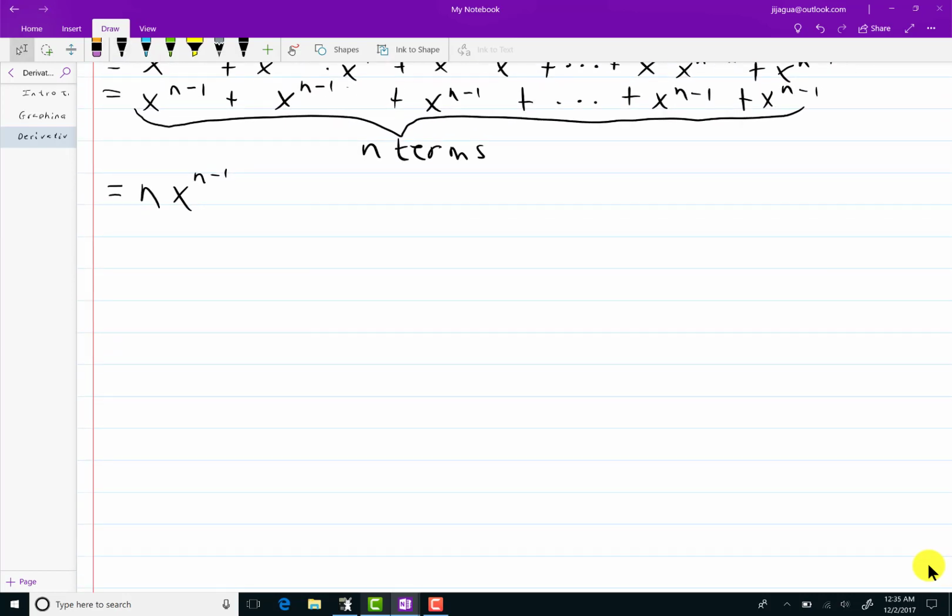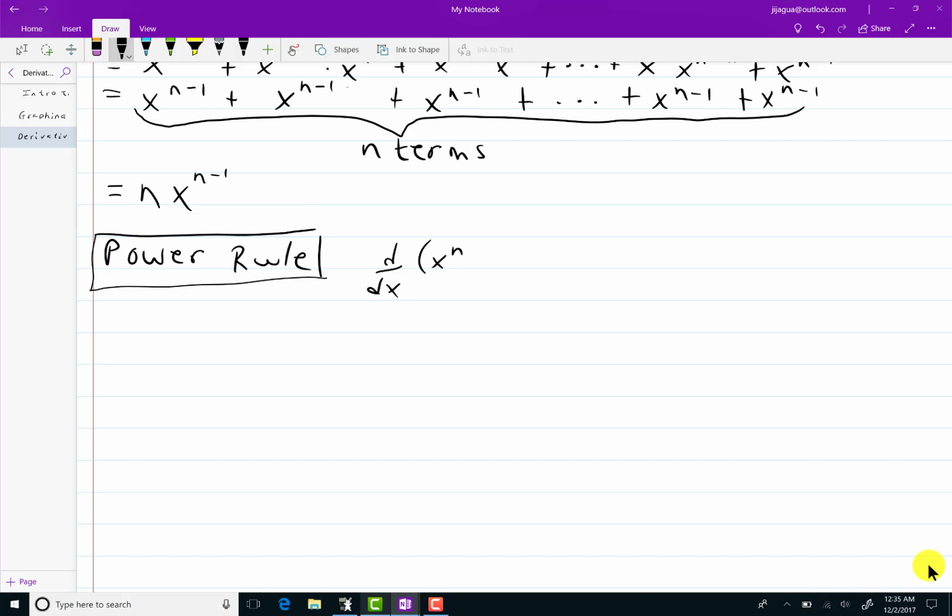That's the power rule. That says d over dx of x to the n equals n x to the n minus 1. Let me fix that to make it look more n-like instead of h. N minus 1. N is a natural number. That's what that symbol means.